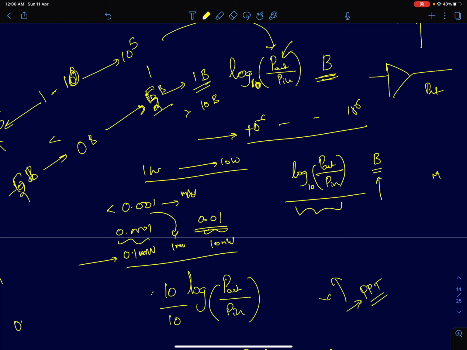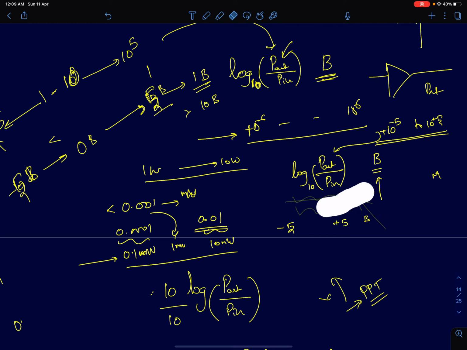In the same way, when we are describing power using bells, if we take this quantity, log to the base 10 of P out by P in, and let's say the power is varying from 10 power minus 5 to 10 power plus 5, this is a really large variation. If I feed it to this function, I'm going to get outputs which are varying from minus 5 to plus 5. So the outputs will be between minus 5 bells to plus 5 bells.